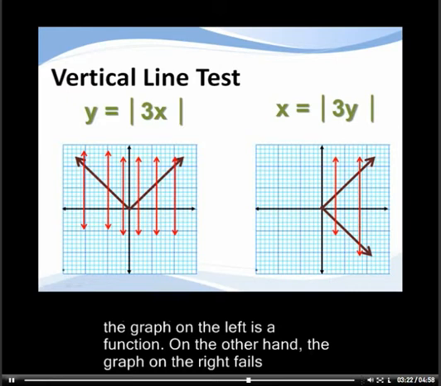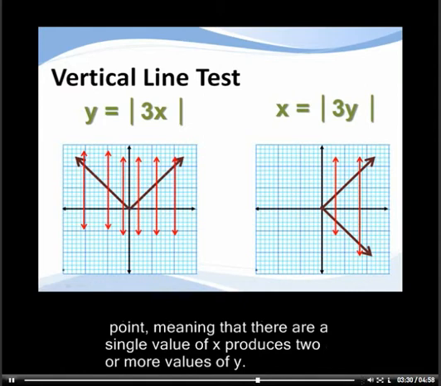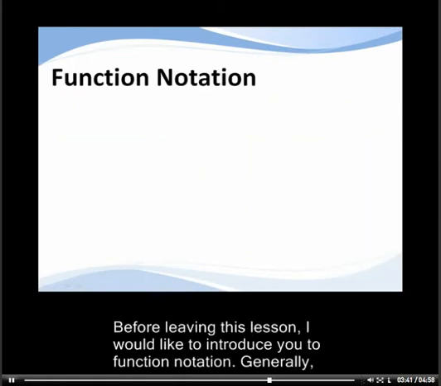On the other hand, the graph on the right fails the vertical line test. A vertical line passes through the graph at more than 1 point, meaning that a single value of x produces 2 or more values of y. Although the graph on the right is a relation, it is not a function.